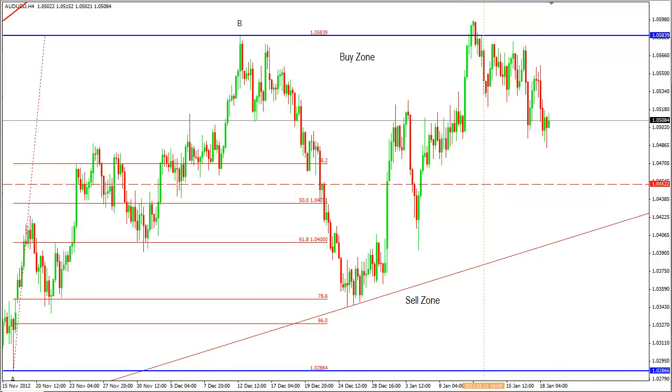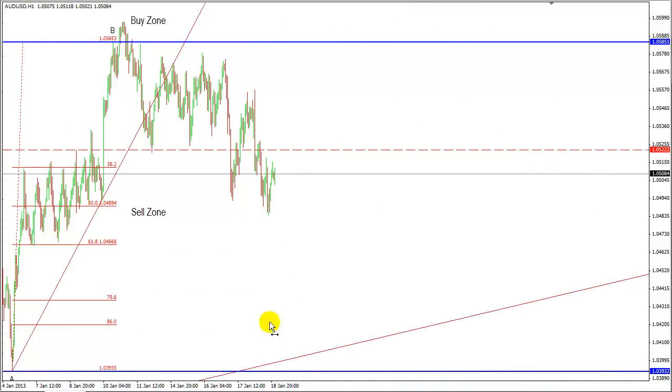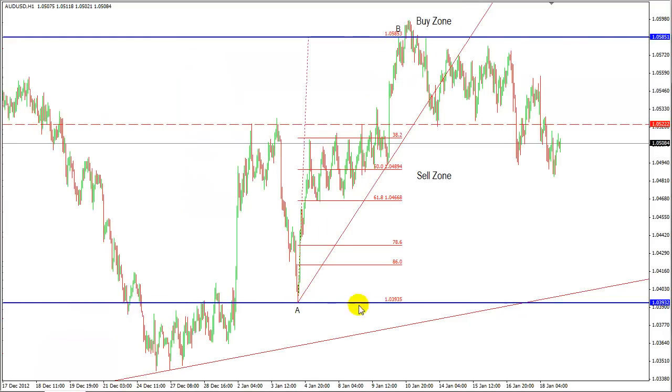Now if we take a look at the 1 hour, what we were saying on the 1 hour, and let's zoom out, was we had this AB, so the A is at 1.0393, the B is at 1.0585. We had this uptrend line drawn in here, and when we broke the uptrend line, we had a potential to move down to this outer trend line down here.